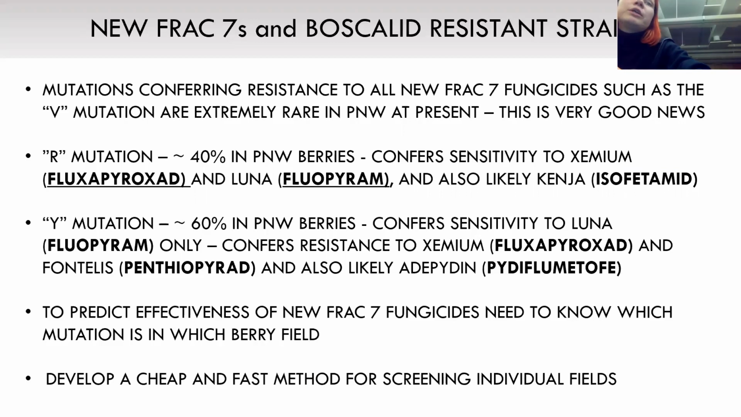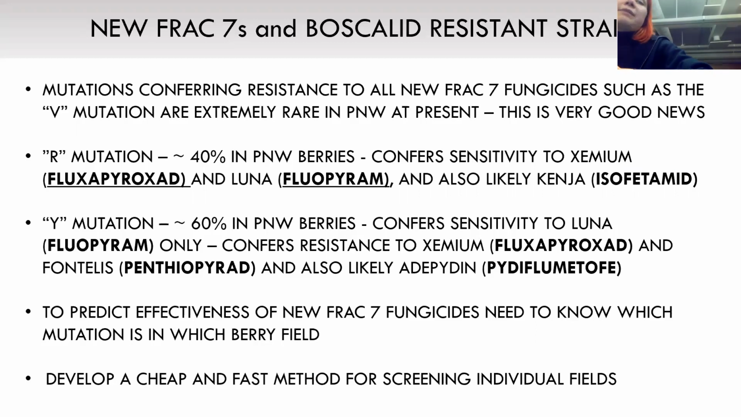R mutation, which is present in 40% of Botrytis strains in the Pacific Northwest, confers sensitivity to Xemium and Luna, and also likely Kenja, but that's something that we still need to test in the lab. Y mutation, which is present in 60% of Botrytis strains on berries in the Pacific Northwest, confers sensitivity to Luna only. And it also confers resistance to Xemium and Funtalis, and also likely adepidyn. But again, adepidyn needs to be tested in the lab.